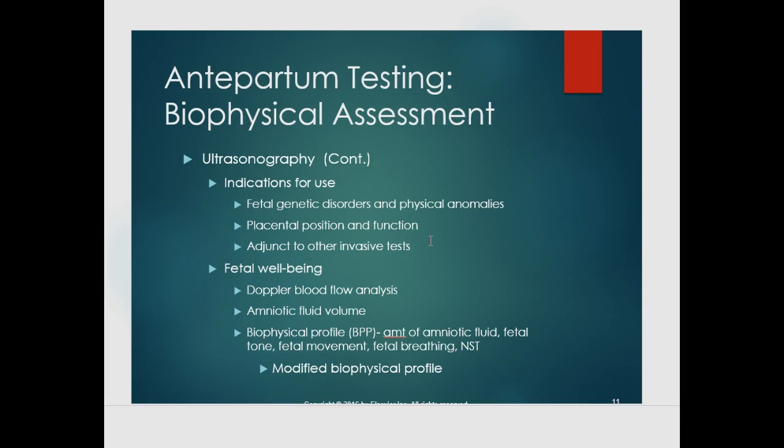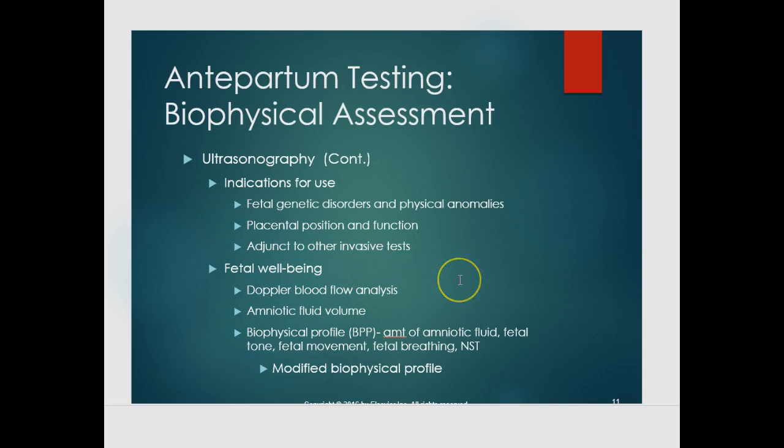So you guys, for all these high-risk pregnancies that we have, we know we can get calcification of the placenta, or we know that these pregnancies go past the due date, we make sure that this placenta is not calcified. If it's not calcified, we know we have good function. The level of calcification can be determined by ultrasonography. And then we use ultrasonography as an adjunct to other invasive tests such as amniocentesis.